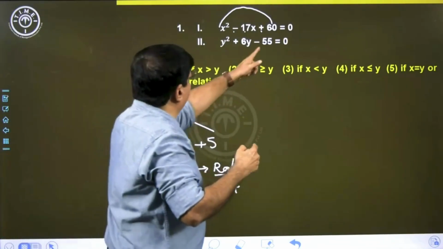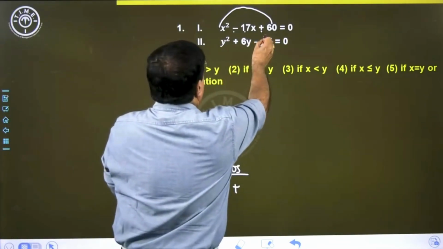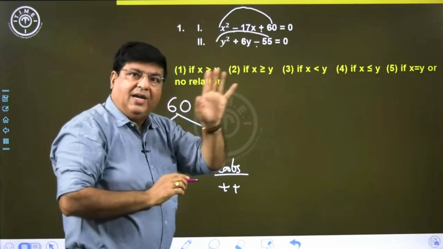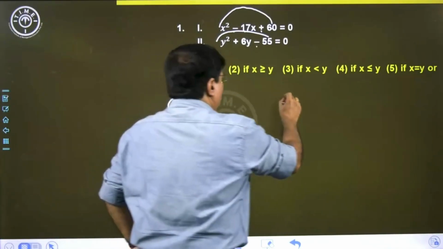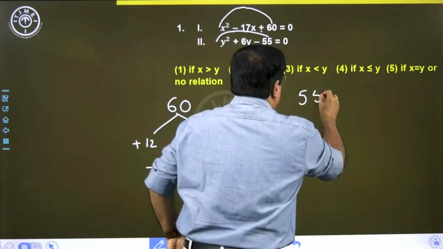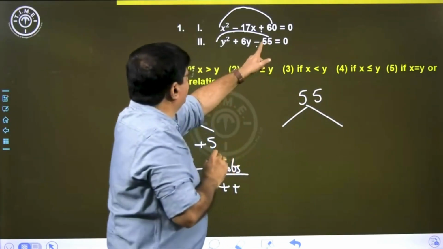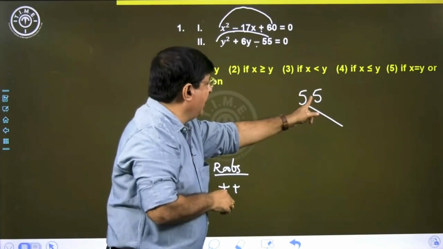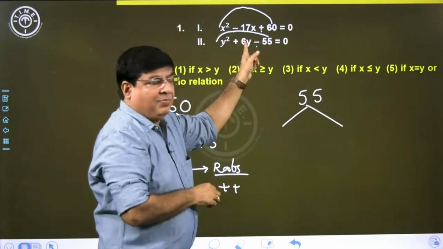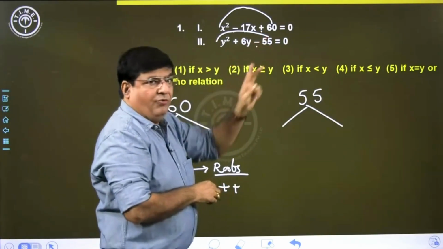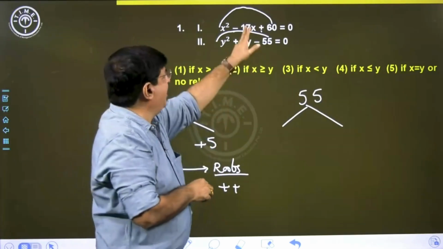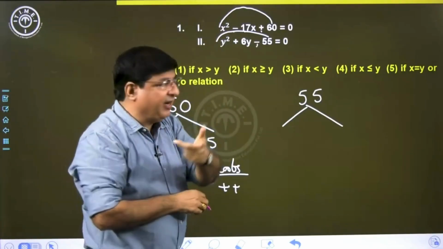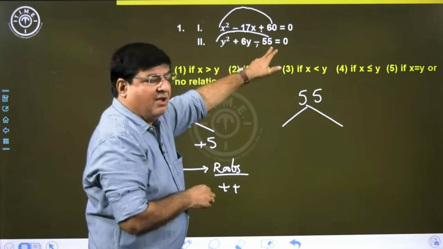Let's go to the second equation. 55 into the y square coefficient, that is 55. Don't bother about this minus sign, we will take care of this sign in the sign rule. So I will write 55 here. Now the sign of 55 is minus. So think of two numbers whose product is 55 but whose difference gives you 6. When it was plus 60, we took two numbers whose sum was 17. Now here the sign is minus, so we will take two numbers whose difference is 6 and product is 55.